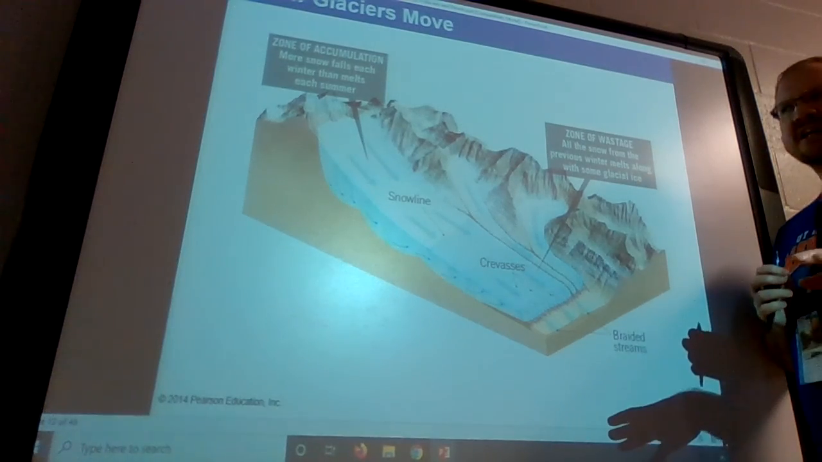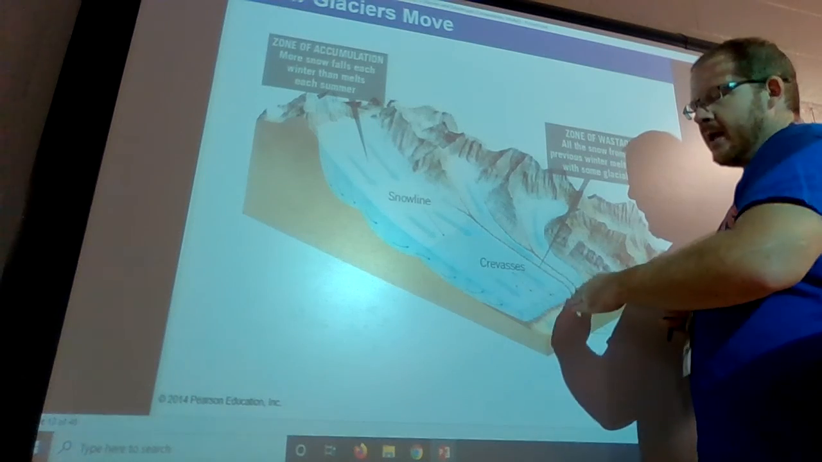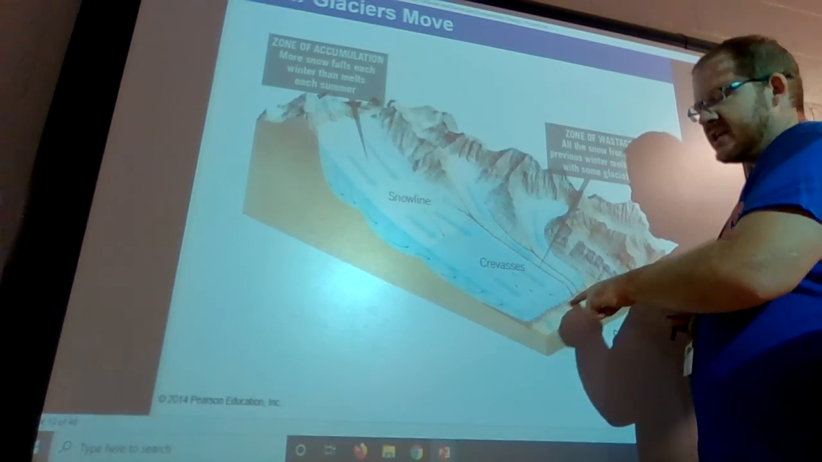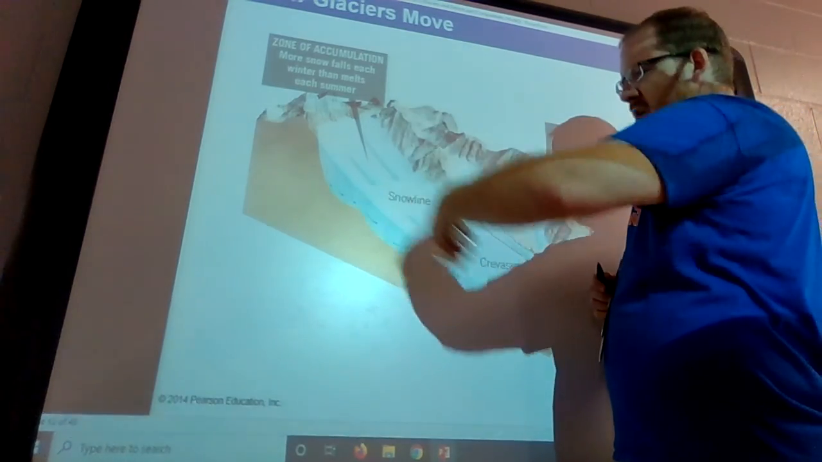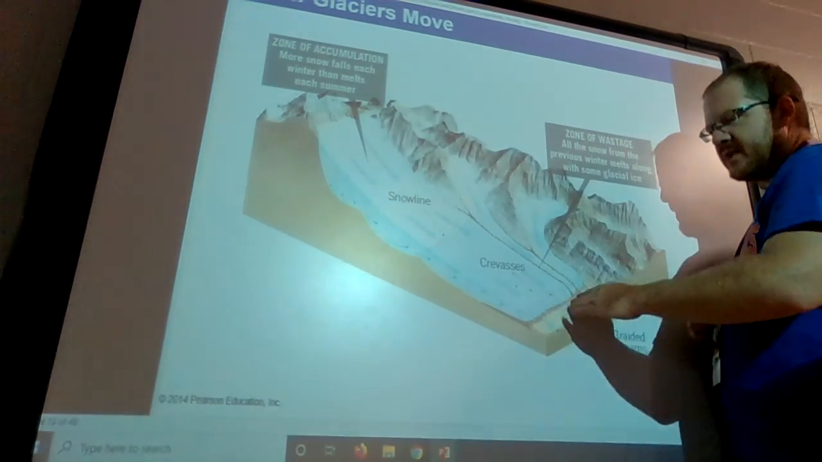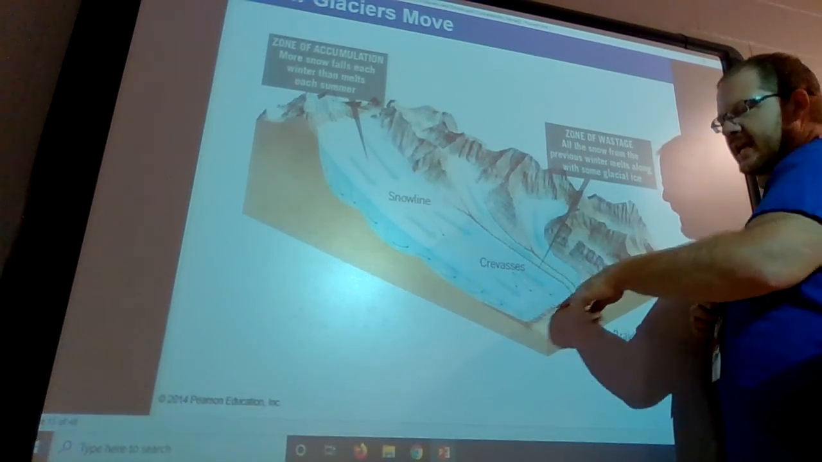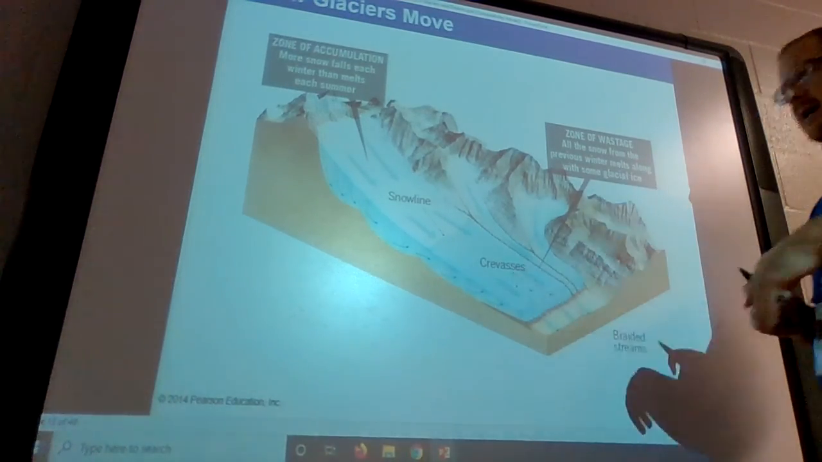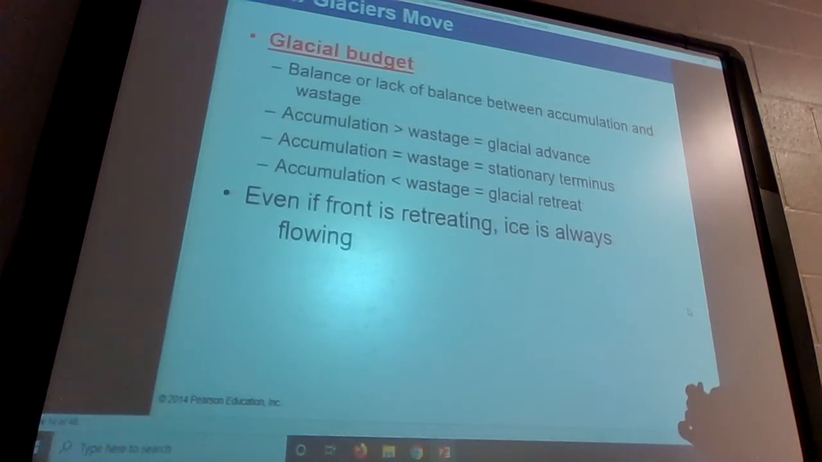Note that whether it's advancing or retreating, it's always headed down. It's always getting pulled down. The only thing that backs up is the actual end line here. So as it's melting, your snow is still coming down, your glacier is still moving down. It just looks like it's retreating backward because this end point moves further back up the mountain as it melts more.